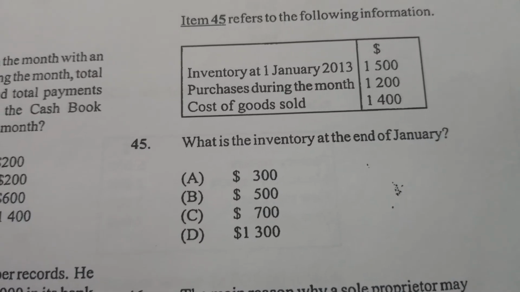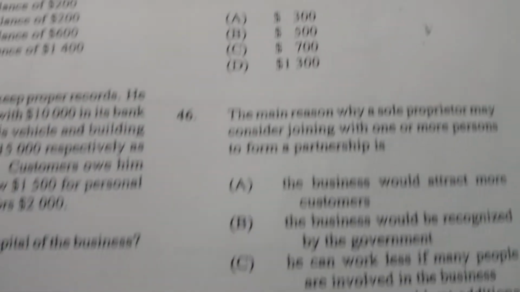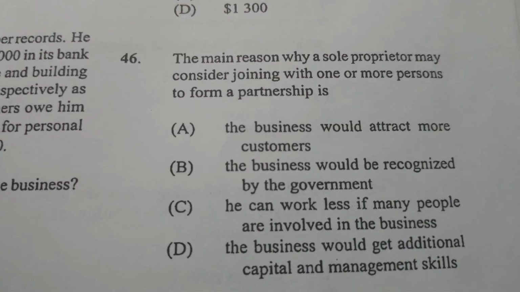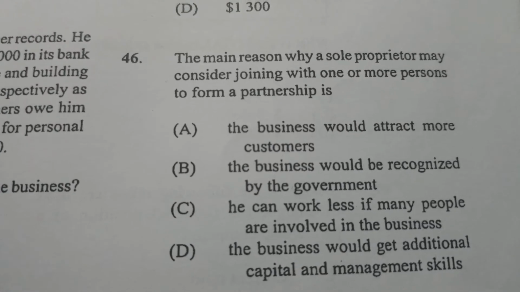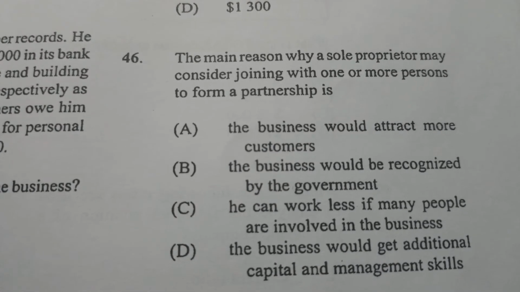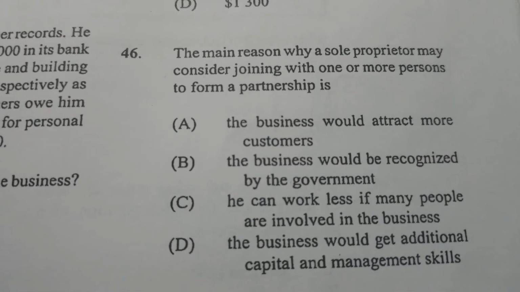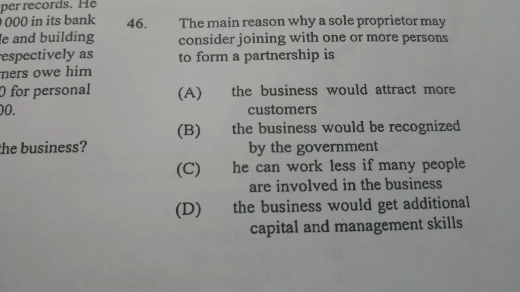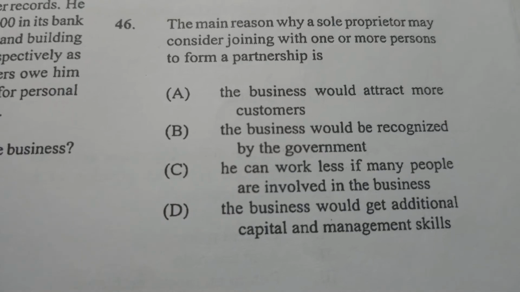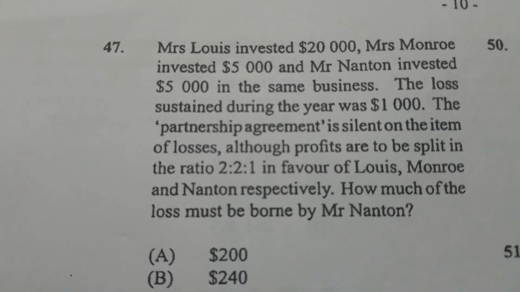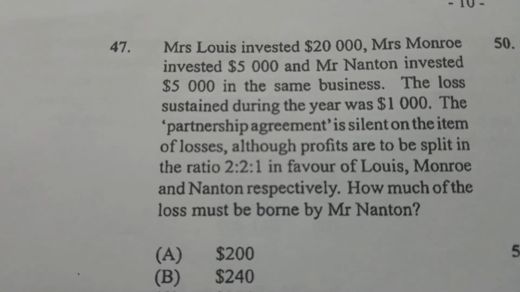Let's go to item 46. Item 46 indicates that the main reason why a sole proprietor may consider joining with one or more persons to form a partnership is, and we're concluding D to be the appropriate answer, the business would get additional capital and management skills. Item 47.